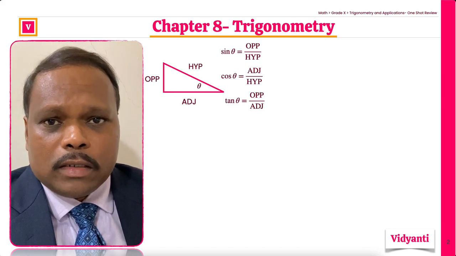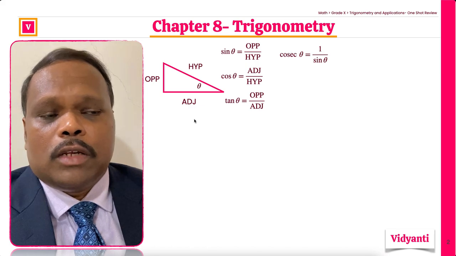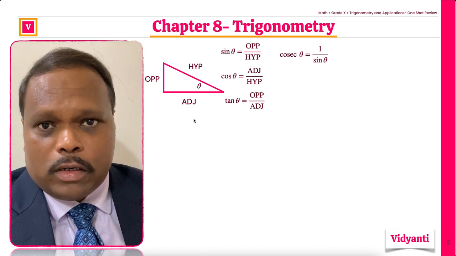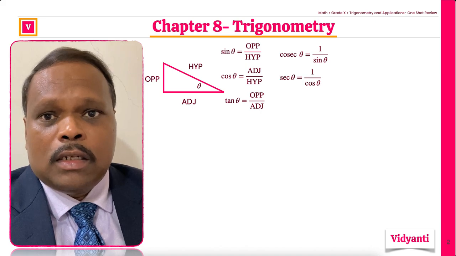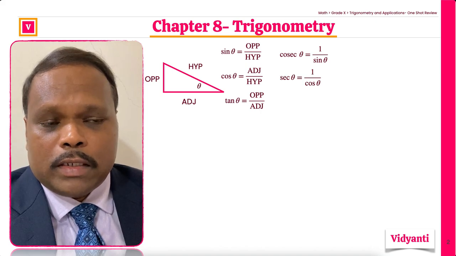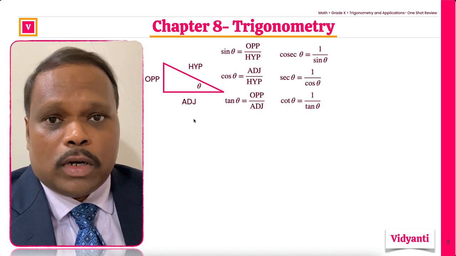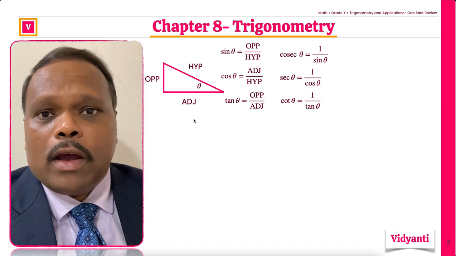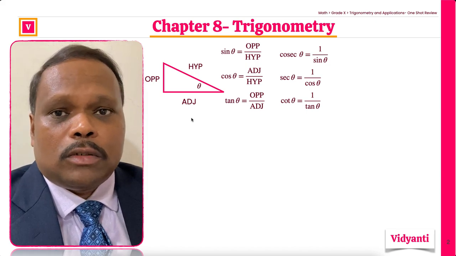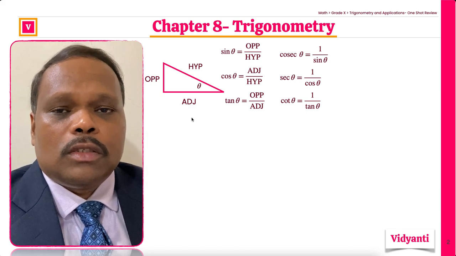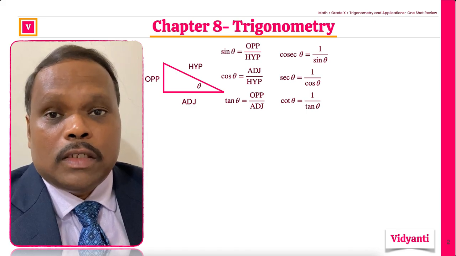Once we understand these three basic trigonometric ratios, then we have three reciprocal ratios. One is cosec, which is 1 over sine theta, sec is 1 over cos theta, and then cot is 1 over tan theta. So altogether we have three basic ratios and three reciprocal or inverse ratios, 1 upon ratios. So altogether we have 6 ratios.